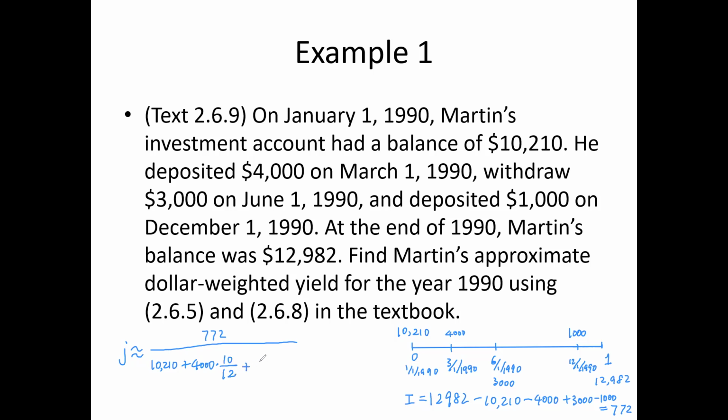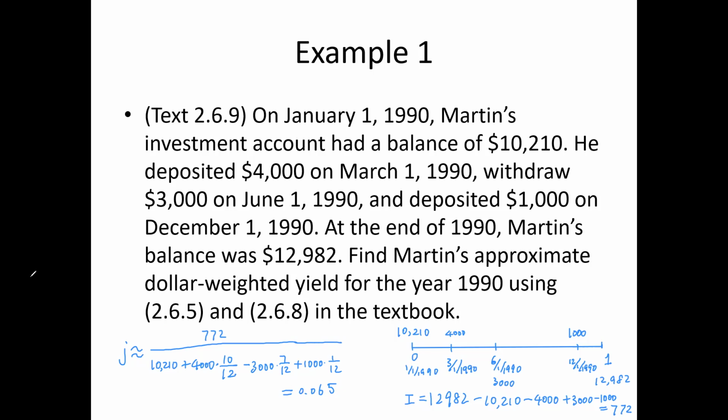And then for 3,000, you need to subtract 3,000 times, from June the 1st there are actually 7 months left, not 6 months. Okay, 7 months out of 12. And then add 1,000 times 1 out of 12. From December the 1st to the end of the year is just 1 month. Okay, so we calculated it out. It's about 0.065. So that's the approximation using 2.6.5.